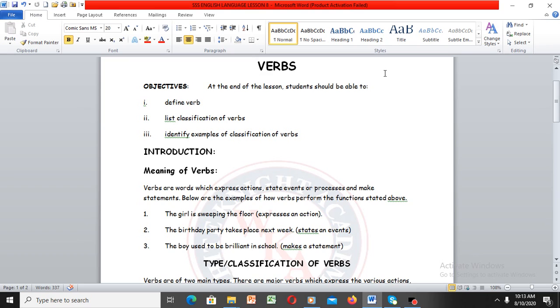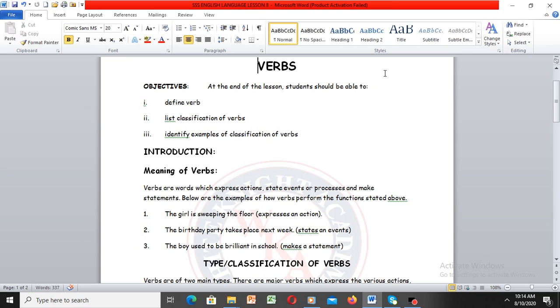Today we have a topic titled verbs. On a general note, you have been taught that verbs are action words and it ends there. But at your level, it should not end there. So what is a verb? Verbs are words which express actions, state events or processes, and make statements. Below are the examples of how verbs perform the functions stated above.